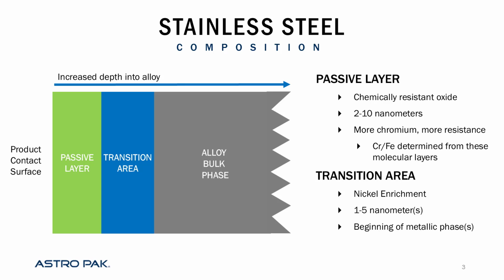The passive layer is nanoscopically thin. So when we think about the layer of paint on our car, that's 100 micrometers. The 2 to 10 nanometers of the passive layer, it's about 1/10,000th of that. Nanoscopically thin, and this layer is providing the majority of the corrosion resistance that we are selecting stainless steel for, that we are purchasing stainless steel for.